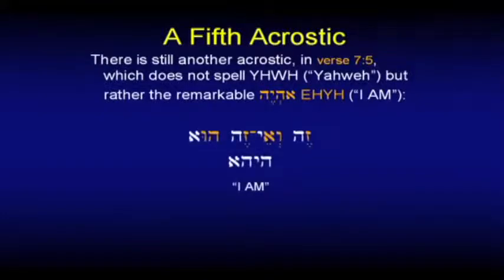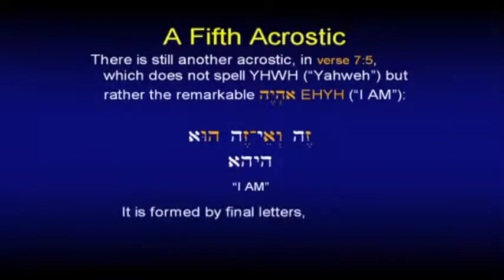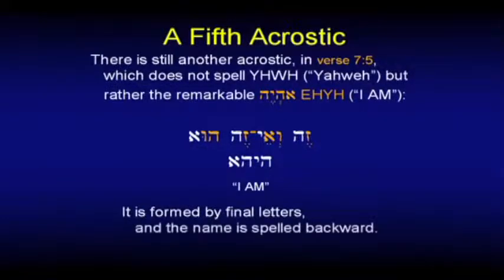And when we look at this here, we have that Ehyeh, if you will, but again, it's backwards. The I am, if you will. I am that I am. Jesus claimed to be that voice in the burning bush in the Gospel of John seven times. It is formed by the final letters, and the name is spelled backward. Final letters spelled backwards. Why?